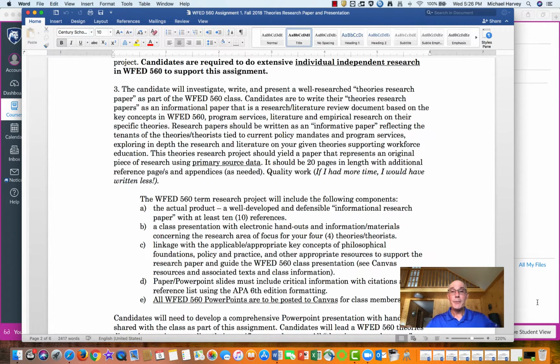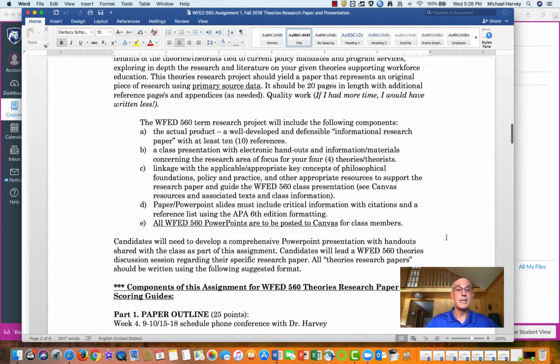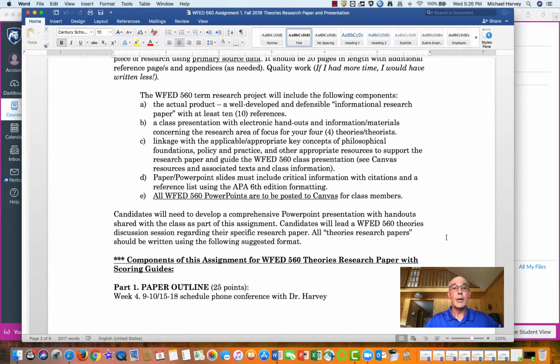Again, the term paper project will include the following components, and it's important to identify these. It will have 4 areas, 4 research theorists. It will have at least 10 original references in your paper. It will support the foundations of those key 4 theories that support your paper, and it will be a comprehensive paper that will be written with philosophical foundations, policy, and practice, and using a variety of additional resources that will guide the research and help you with your class presentation.